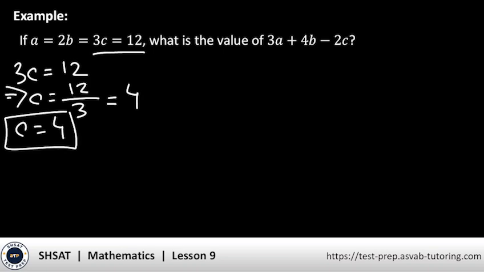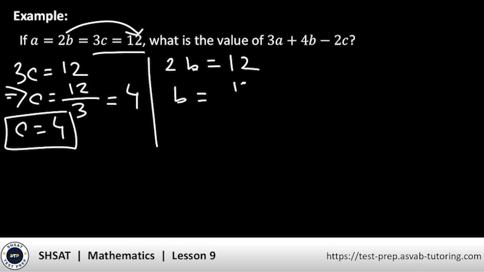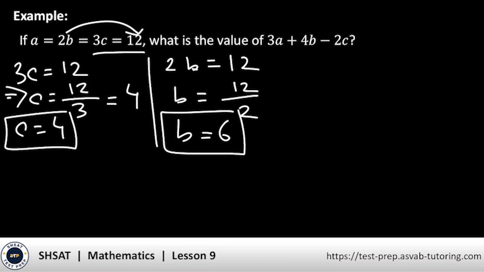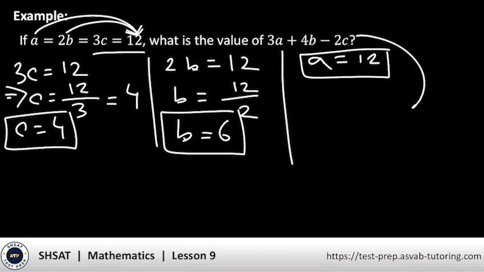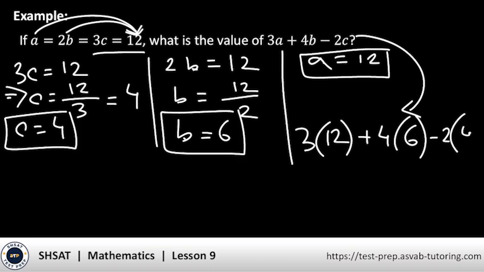Let's just put it on one side. And then we can also say 2b equals 12. So 2b equals 12, that means b equals 12 over 2, which means b equals 6. Okay? And then finally, a also equals 12. So it's already written that a equals 12. Now you put everything in this expression. 3a means 3 times 12, plus 4b means 4 times 6, minus 2c means 2 times 4.